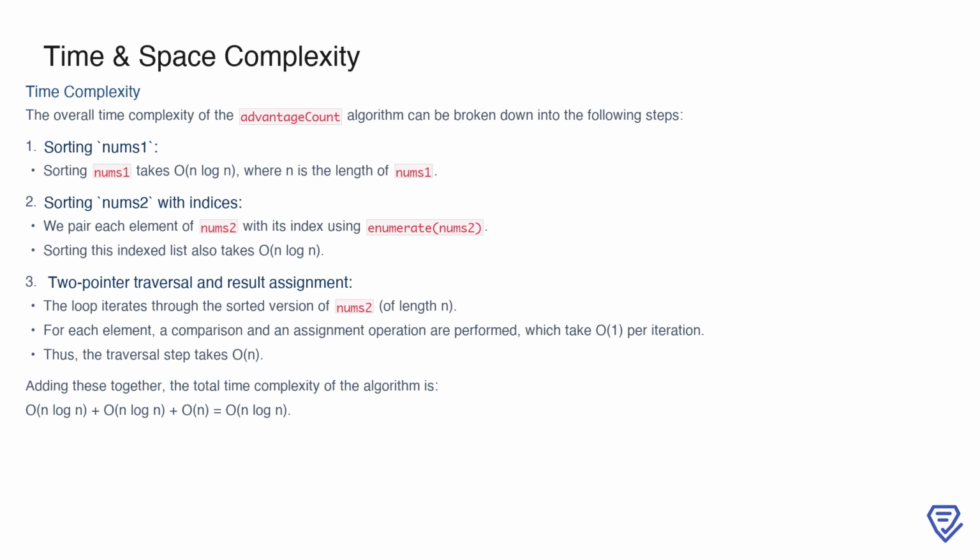Finally, we use a two-pointer approach to assign elements from the sorted nums1 to the appropriate positions, based on the sorted order of nums2. This traversal involves iterating over the n elements in nums2 and performing constant time operations for comparisons and assignments, leading to an O(n) complexity for this step. When we sum these contributions, the overall time complexity becomes O(n log n) plus O(n log n) plus O(n), which simplifies to O(n log n).